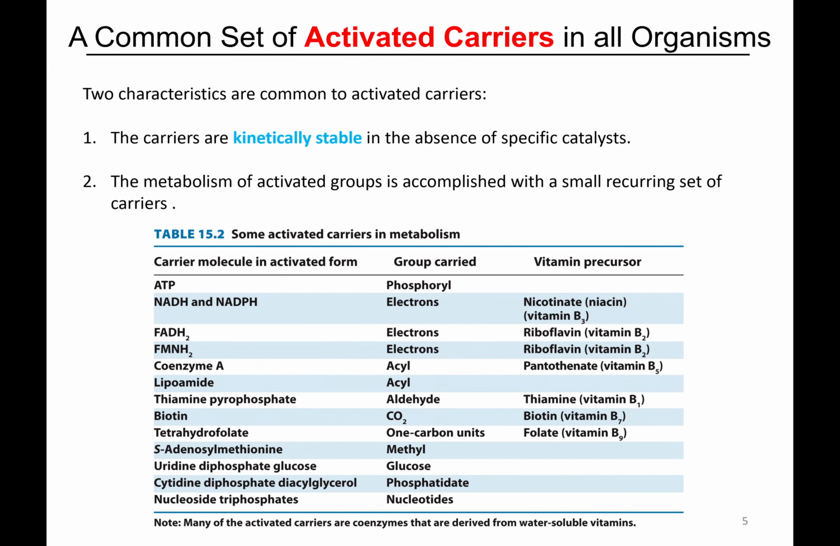In addition, we have these recurring activated carriers. Okay, so some of them are really obvious we talked about, right? So activated carriers, ATP is our activated phosphoryl carrier, right? It carries a phosphate group. NADH, FADH2, FMNH, right? These are all the nicotinamide and the flavin containing cofactors. These are electron carriers. Coenzyme A and lipoamide are both carbon acyl group carriers, right?